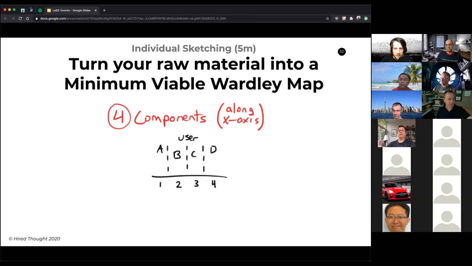So if you're with us so far, you've sketched out a minimum viable map. Very nicely done, David. I like it. Yep, excellent. Nice, Ron. And Srikanth, nice. So you have just made a minimum viable map.